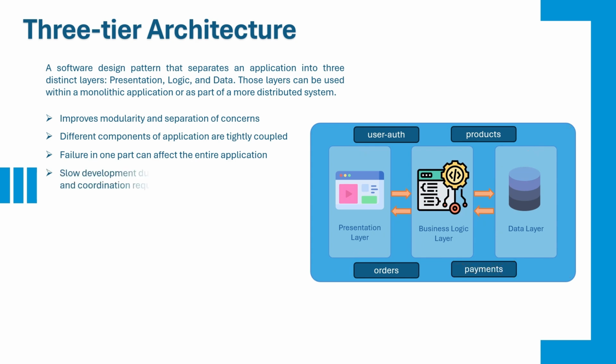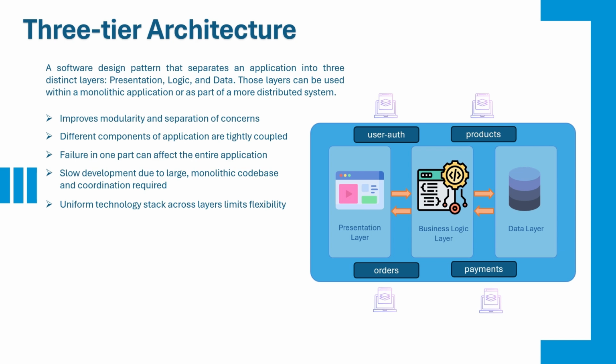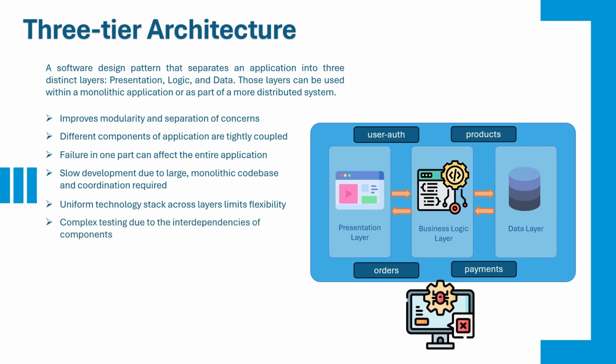Development can be slow due to the large monolithic codebase within each layer. Coordination across teams working on different parts of the same layer is often required, leading to delays and complexity. The use of a uniform technology stack across all layers limits flexibility. Teams must use the same technologies in different parts of the application, even if different technologies might be better suited for specific tasks. Testing can be complex due to the interdependencies of components within and across layers.